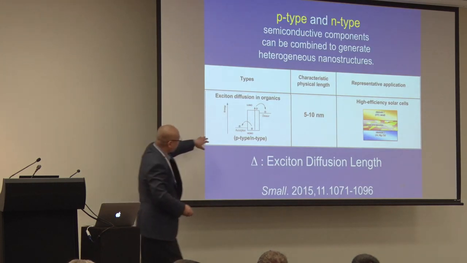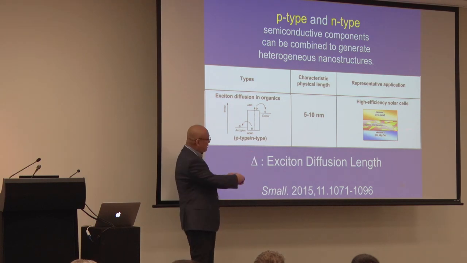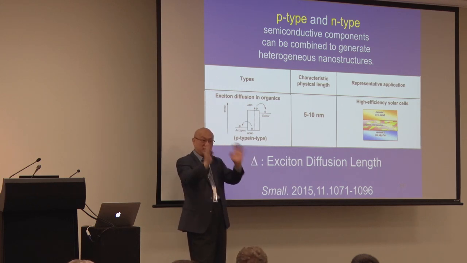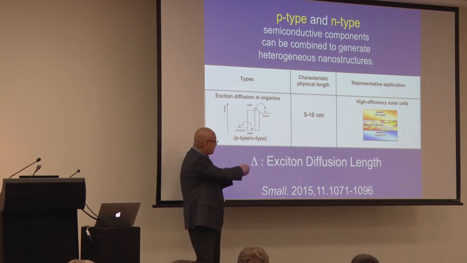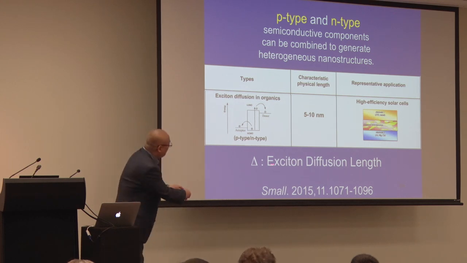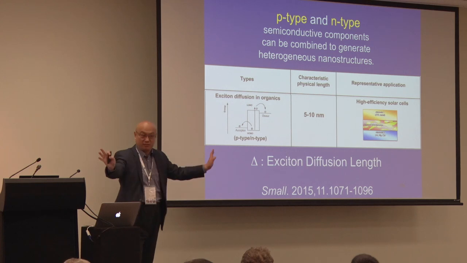Okay, this organic solar cell. You make this bulk heterojunction, okay, P and N type. And then this needs field separation, so the domain size should be smaller than 10 nanometers. Why? Because this 10 nanometers is just the exciton diffusion length. If it is large, nothing happens.